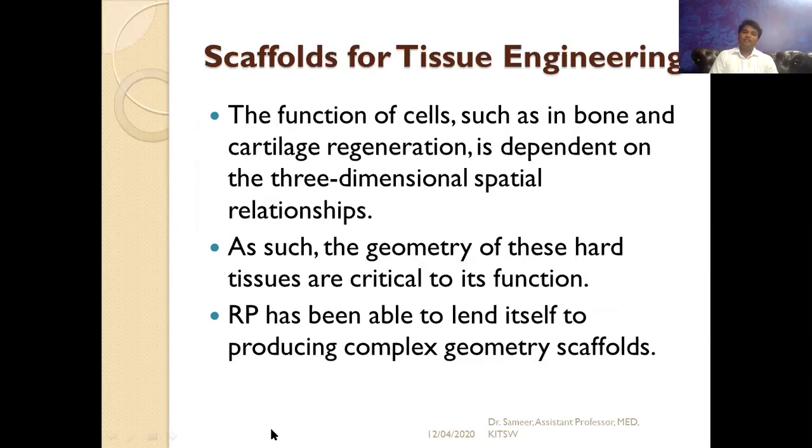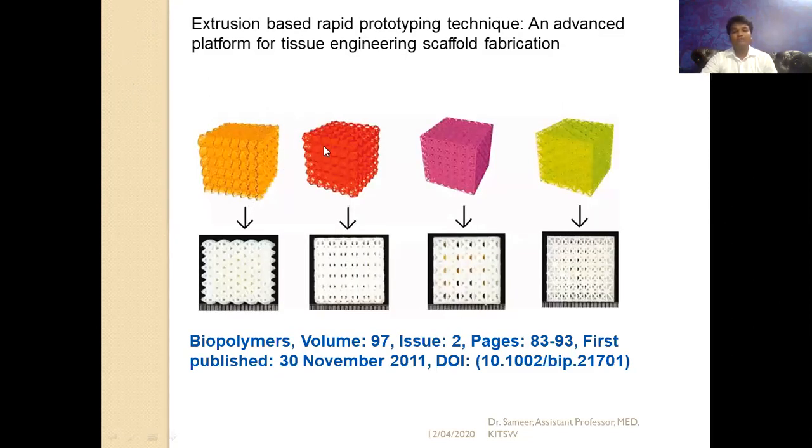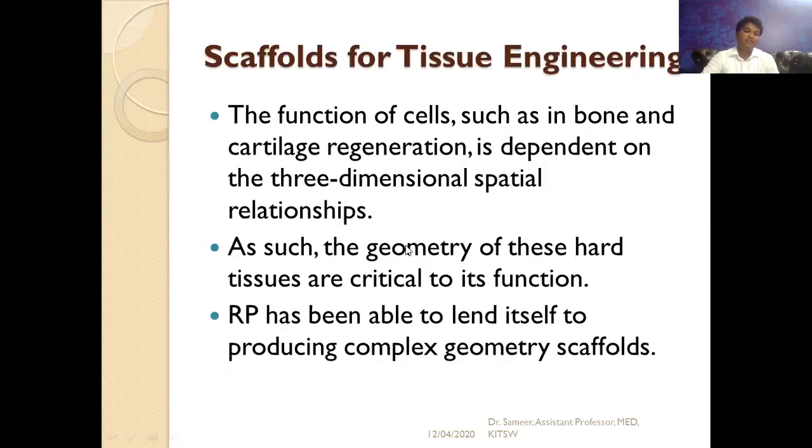Scaffolds for tissue engineering: the function of cells, such as in bone and cartilage regeneration, is dependent on 3-dimensional spatial relationships. As such, the geometry of these hard tissues is critical to its function. RP has been able to lend itself to producing complex geometry. So we have seen in the earlier slide, to develop these geometries which would enhance the tissue engineering for proper growth of the cells, 3-dimensional application is very much necessary to produce the complex geometry of the scaffolds.